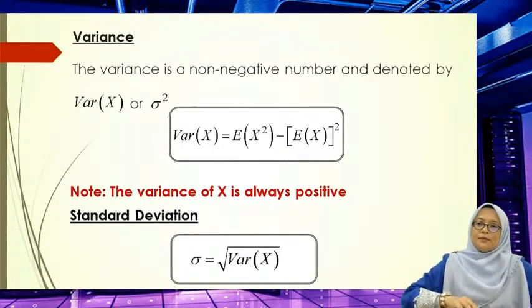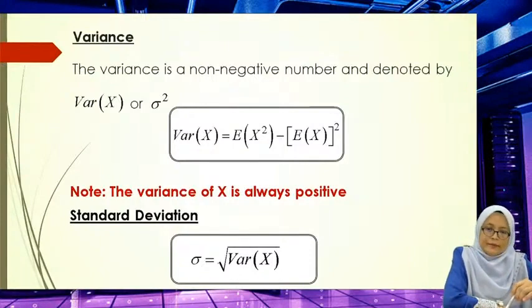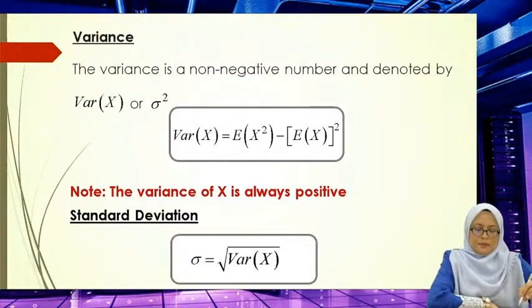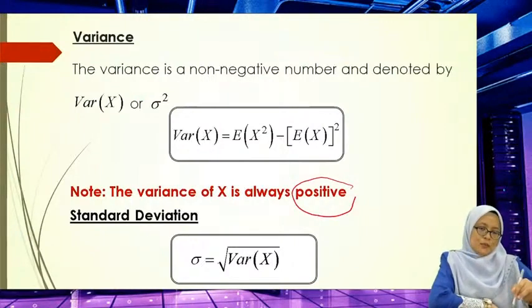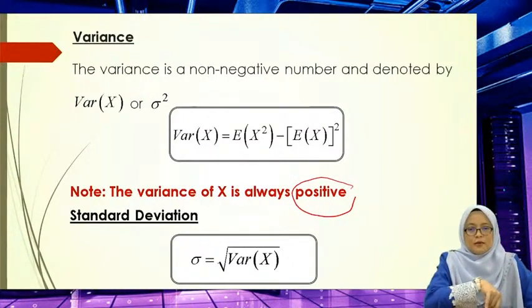Okay, so then kita proceed untuk variance. So variance is a non-negative number and denoted by short form variance VAR X or sigma square. So kita ada formula dia, variance X is expectation X square minus expectation X all square. Okay, so notes here, the variance of x is always positive. Why must variance be a positive value? Sebab kita daripada variance kita nak dapat standard deviation. So standard deviation kita akan taking square root. So square root tak boleh dalam nilai negatif. So that's why you punya variance mesti always positive value.